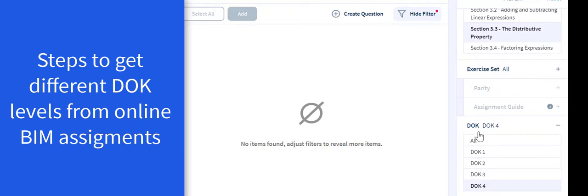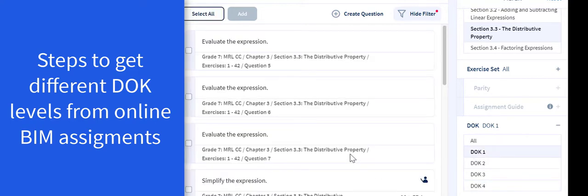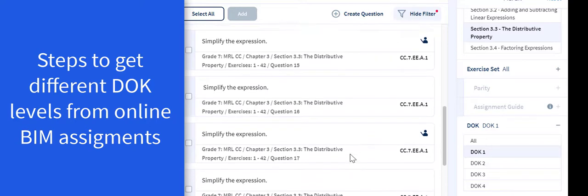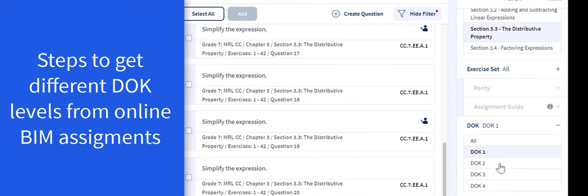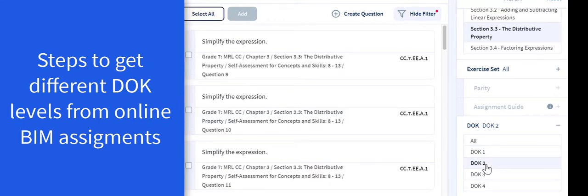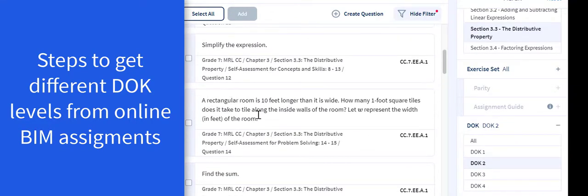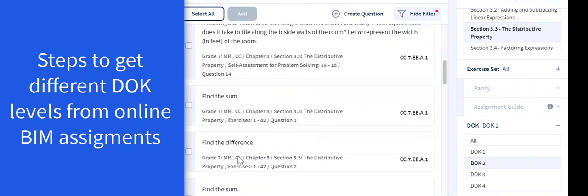And if I go back down here to where it says depth of knowledge, if I go to depth of knowledge 1, I get evaluate the expression. They'll show up here in just a second. Sometimes you can't see them on the preview. Evaluate and simplify, so kind of that basic algorithm that they're doing. Depth of knowledge 2, we'll get into more of your rectangular room, find the sum, find the difference.